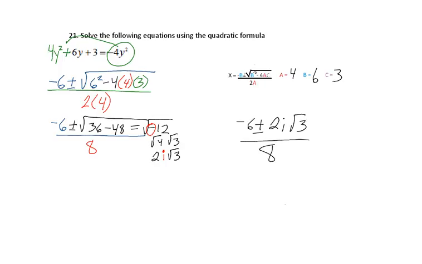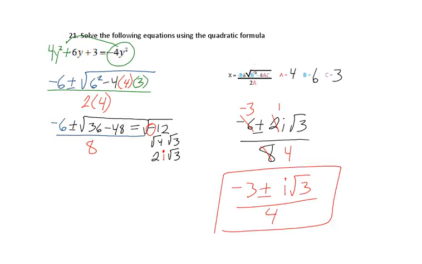You're not going to be able to add or subtract, but do notice that 6, 2, and 8 are even, so you can divide everything by 2. So negative 6 becomes negative 3, 2 becomes 1, and 8 becomes 4. So negative 3 plus or minus i square root of 3 all over 4. And that's our answer.